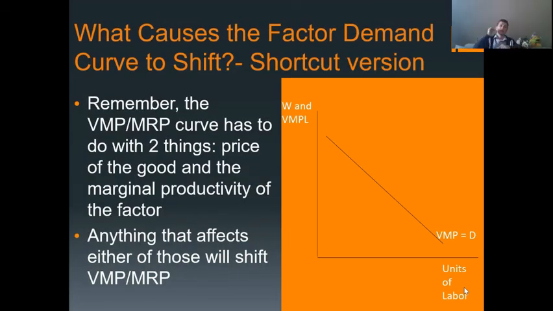So, as a shortcut version, always think if it has to do with the marginal product or if it has to do with the price of the good, it will shift the curve. That's the basic way that I want you to think of this. Always just think of those two things. And that's it for a basic introduction to factor markets. We're going to be delving a little bit deeper into this in future lectures.